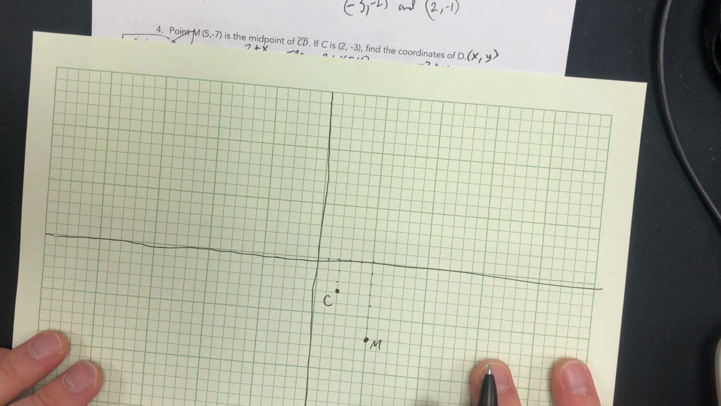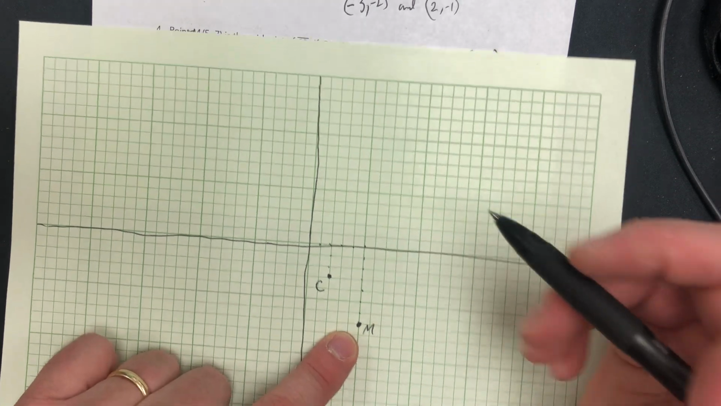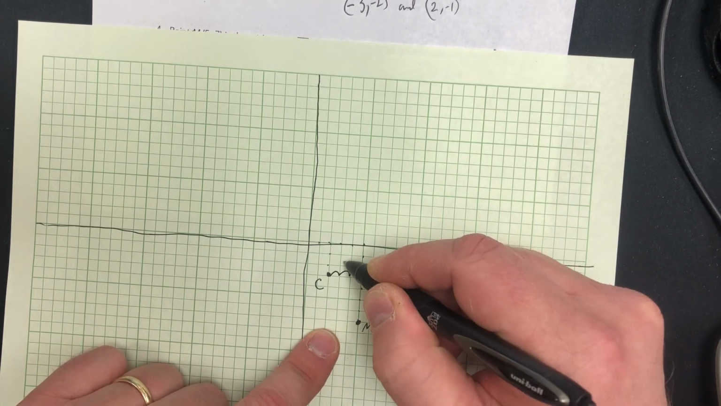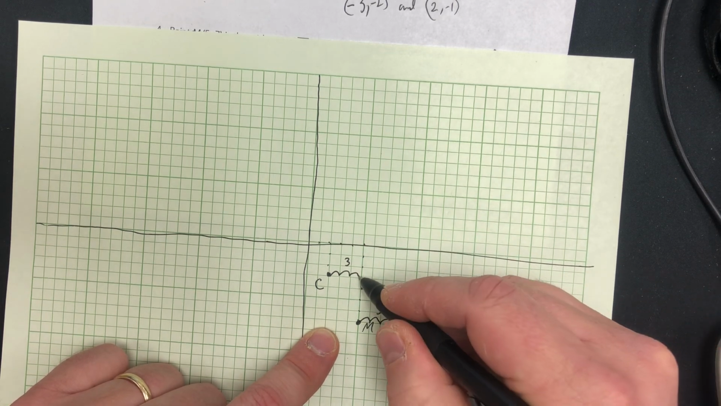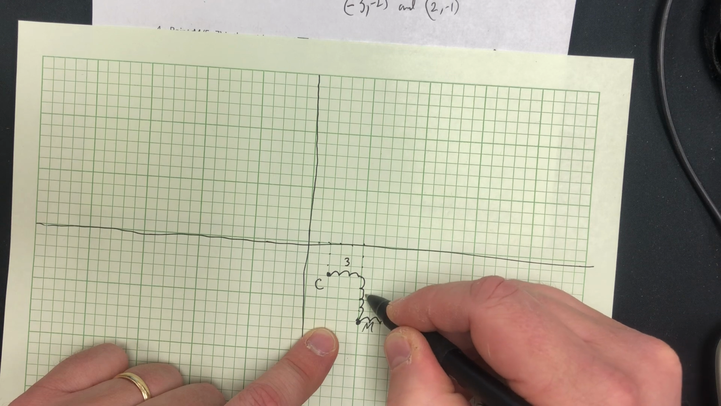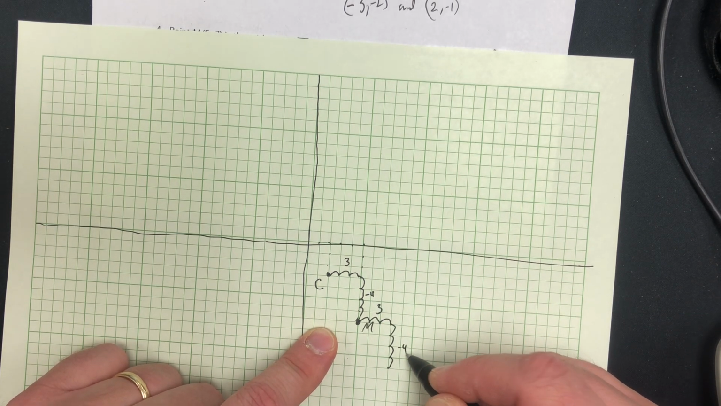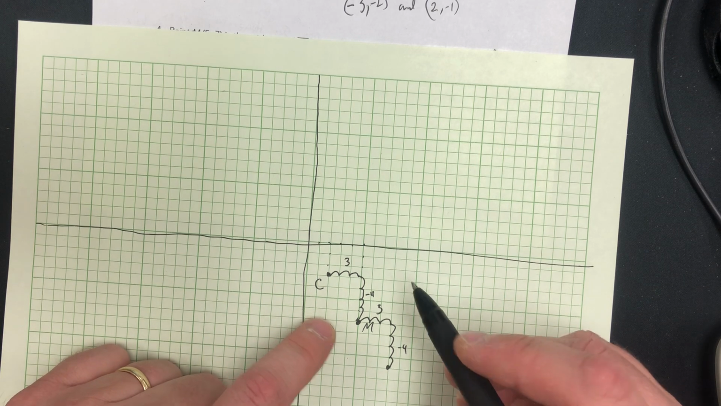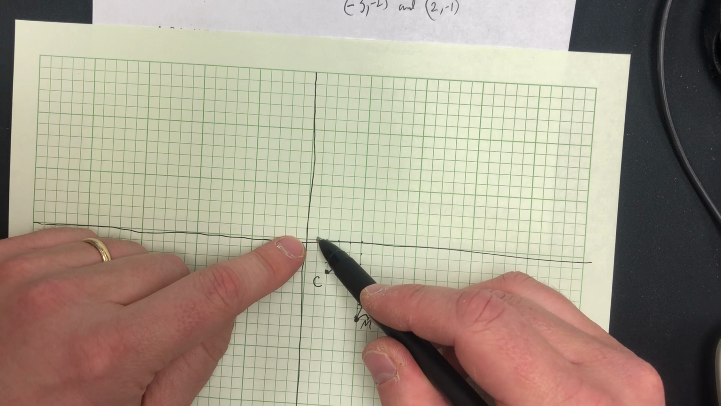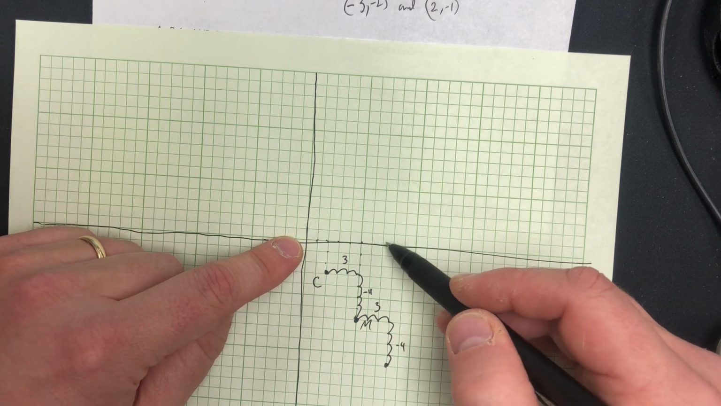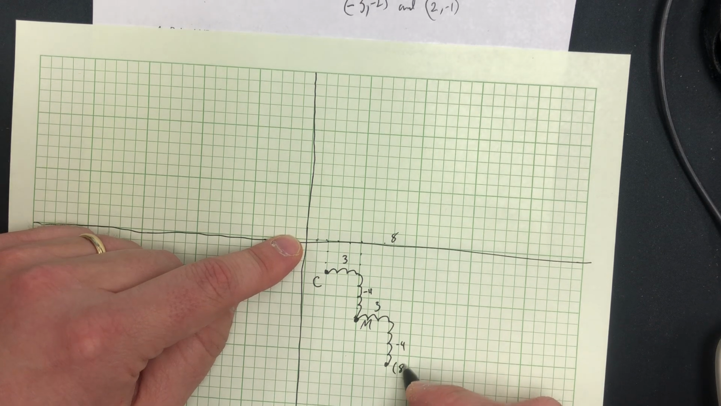So now it says point M is the midpoint of CD. Well, so then I can just go, let's see, 1, 2, 3. I went 3 over, so I'll go 1, 2, 3 over there. 1, 2, 3, 4. I went 4 down. So now I can find this new point. 1, 2, 3, 4, 5, 6, 7, 8. So the x coordinate is 8.